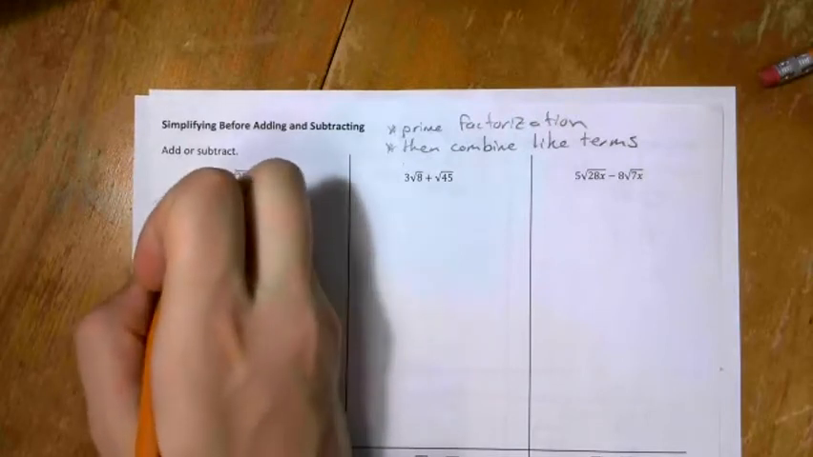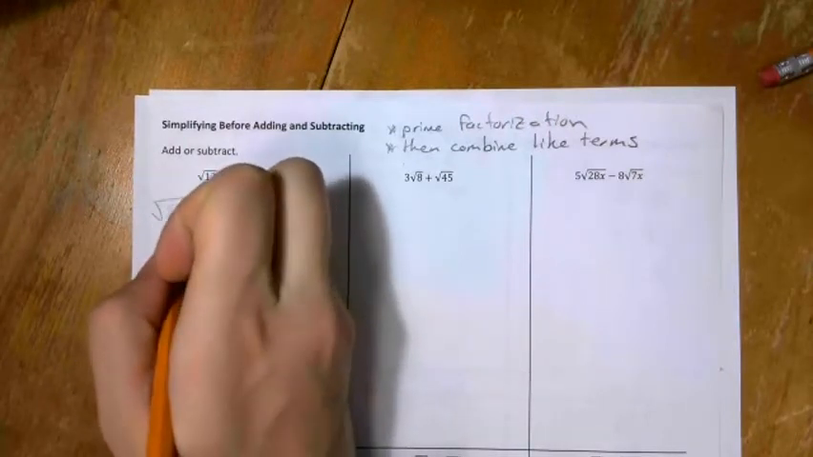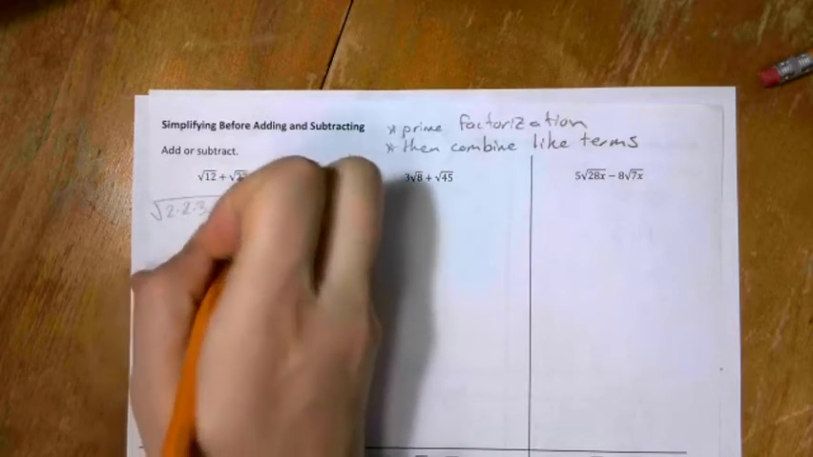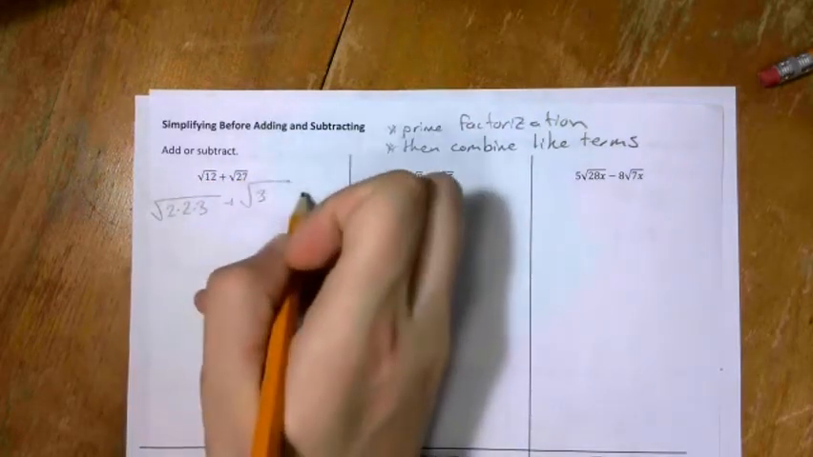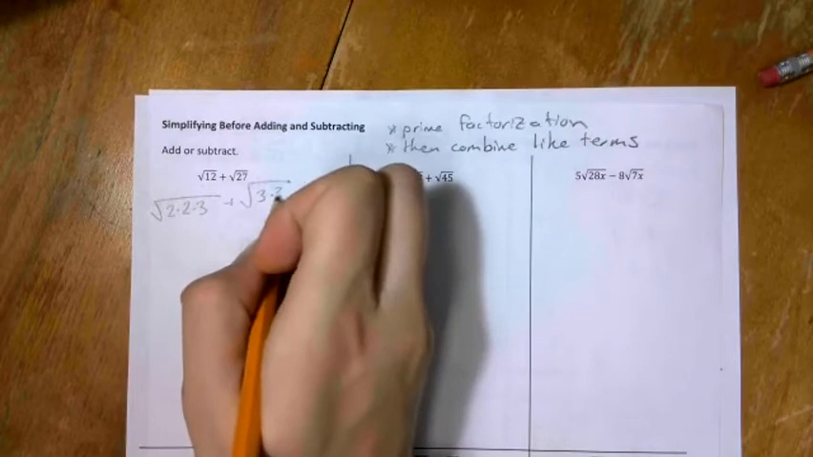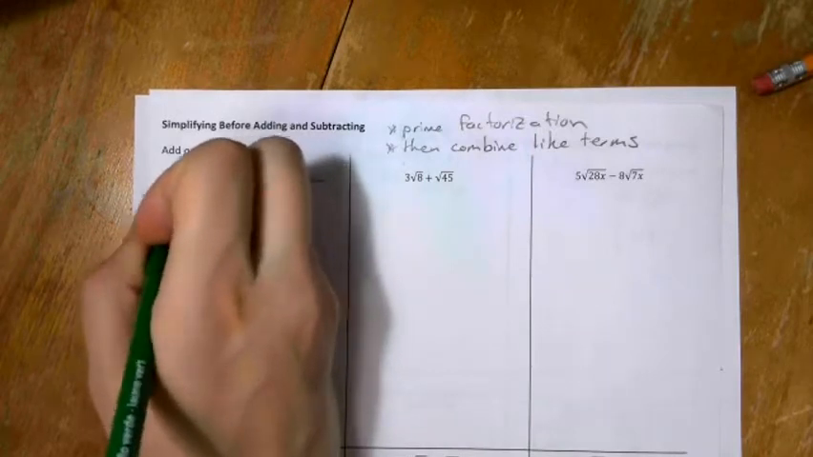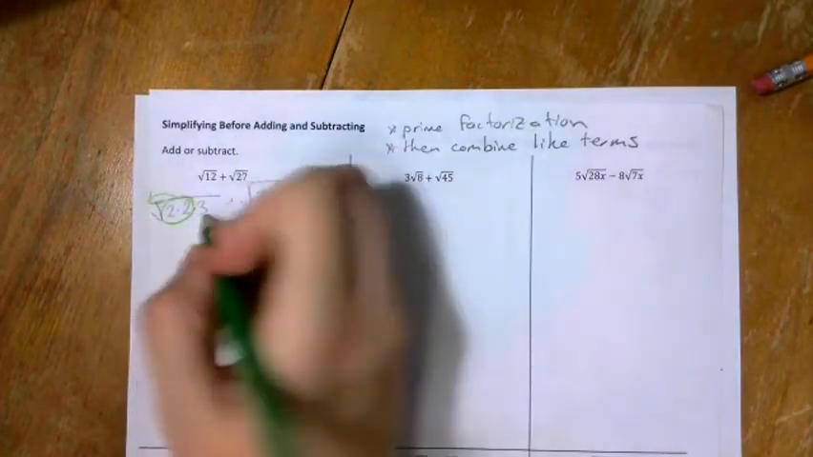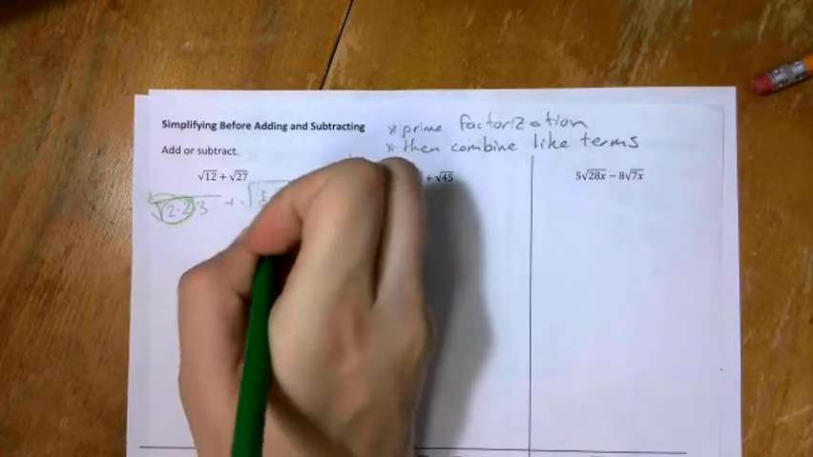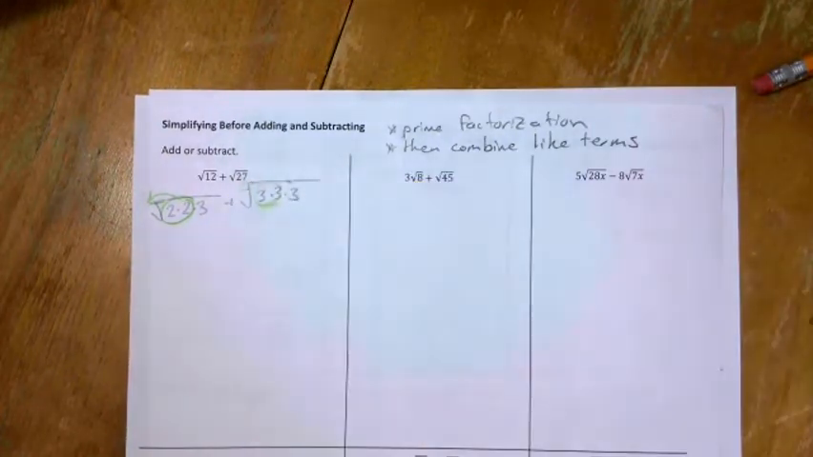So 12 we know is really 2 times 6. 6 is not prime. 6 is really 2 times 3. 27 is really 3 times 9, but 9 is really 3 times 3. So let's see if we have any pairs that can escape. For our 12, we have a 2 who can escape. 3 gets left behind. For our 27, we have a 3 that can escape, and 3 gets left behind.